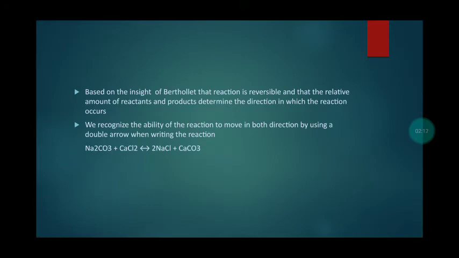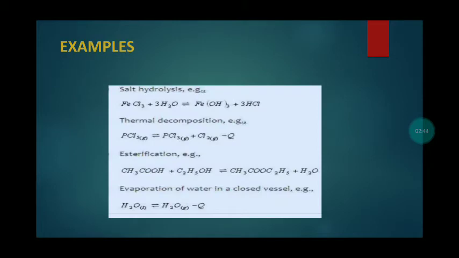Based on the insight of Berthollet that a reaction is reversible and that the relative amounts of reactants and products determine the direction in which the reaction occurs, we recognize the ability of the reaction to move in both directions by using a double arrow when writing the reaction. So we have here Na2CO3 plus CaCl2, the double arrow, which indicates that the reaction is reversible, 2NaCl plus CaCO3.